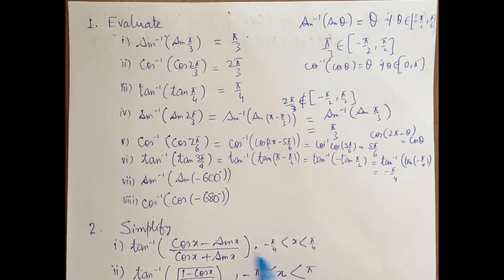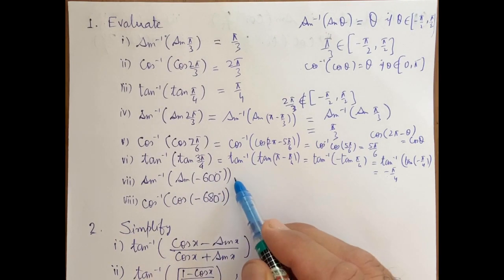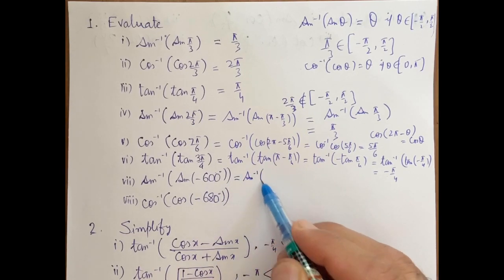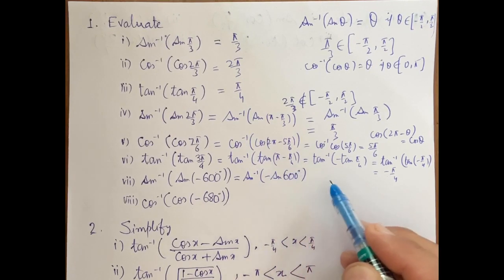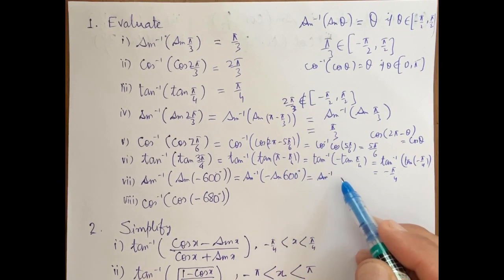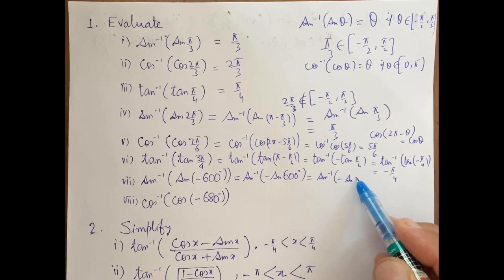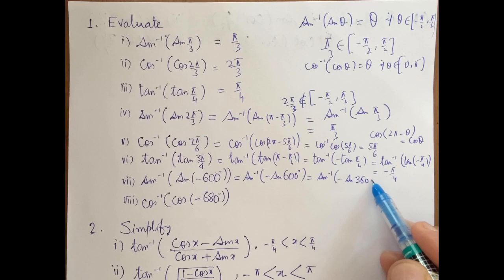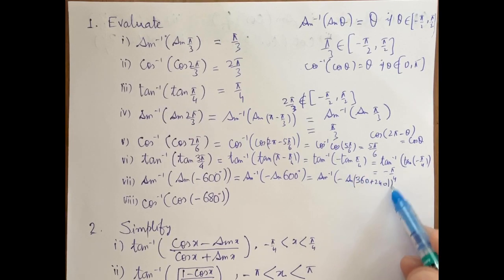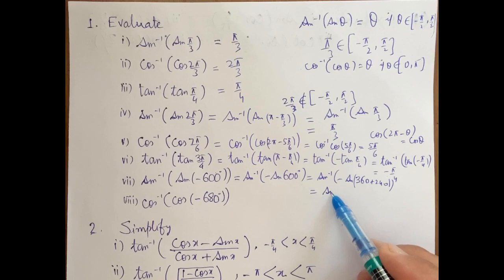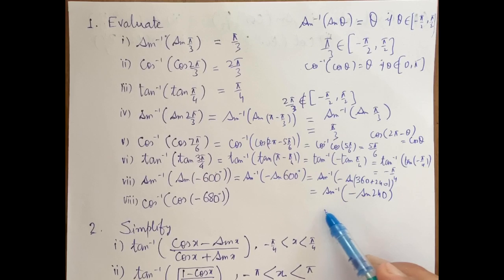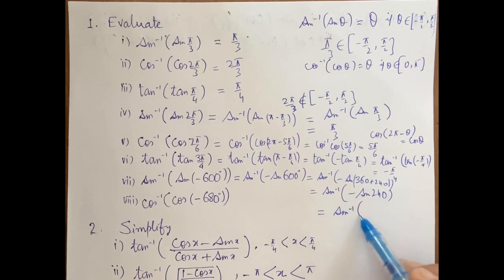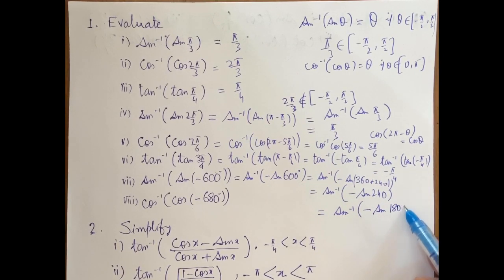Next one, sine inverse of sine of minus 600. Sine of minus theta is minus sine of theta, so this is sine inverse of minus sine of 600. This is 360 plus 240, and this can further be written sine inverse of minus sine of 240. This is sine inverse of minus, this is sine of 180 plus 60.